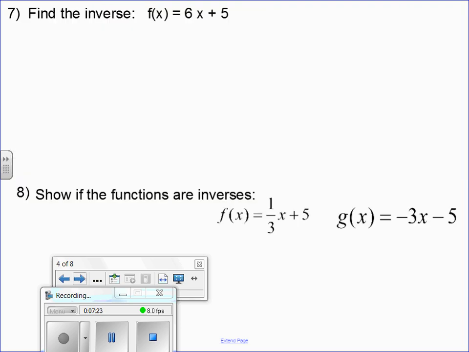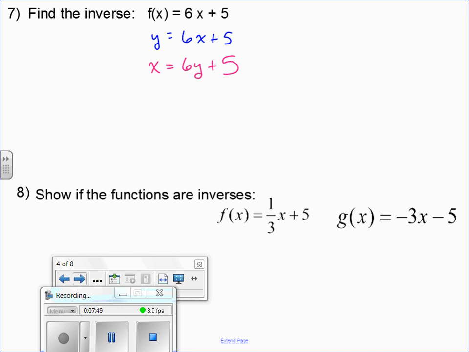All right, number 7, find the inverse. Do you guys remember the song that we sing for finding inverses? Switch the x and y, then resolve it. So just a reminder that f of x is actually your y in this situation. So if I'm going to perform my switch, I'm going to make my y an x and my x a y. So that's my switch the x and y step.